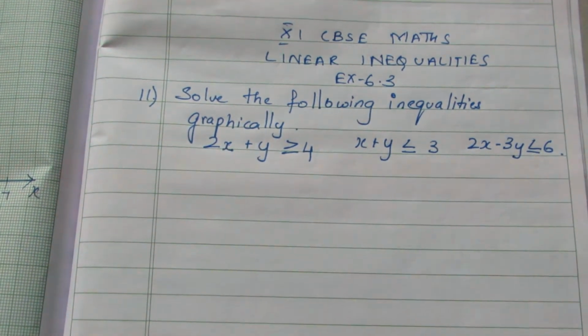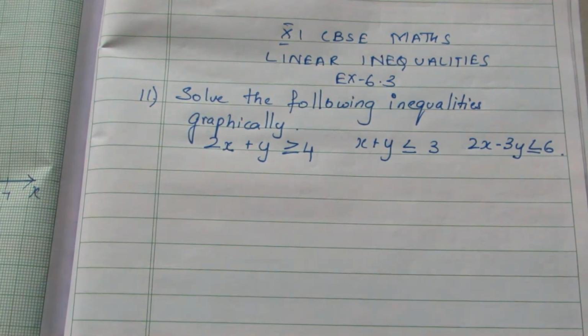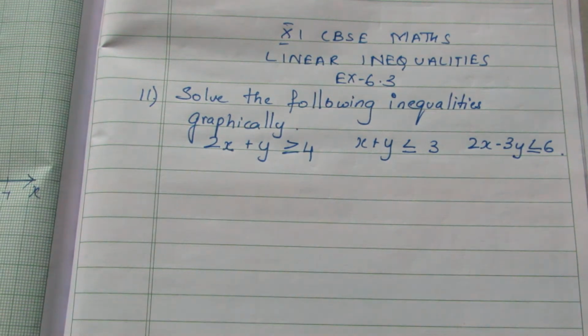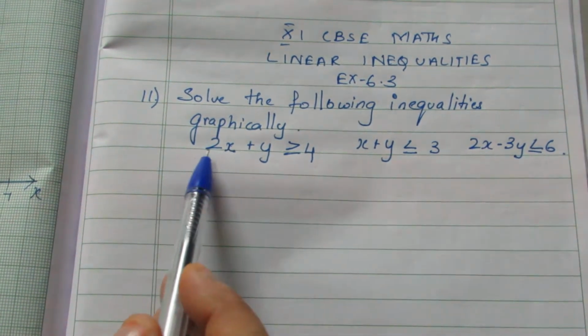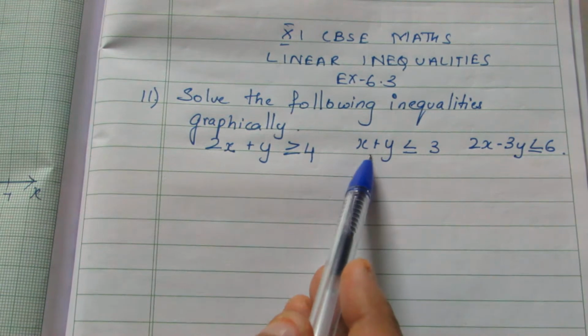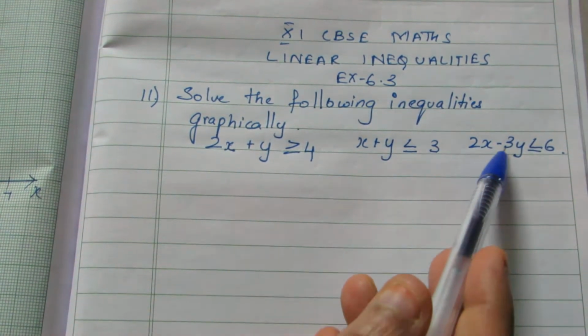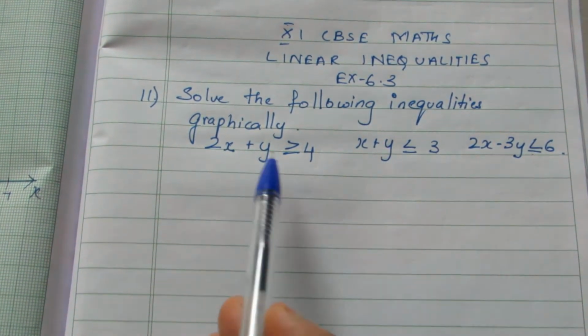Today we are going to see 11 CBSE Maths Linear Inequalities exercise 6.3 question number 11. Let's see the question. Solve the following inequalities graphically. So we are going to solve it graphically: 2x plus y is greater than or equal to 4, x plus y is less than or equal to 3, 2x minus 3y is less than or equal to 6.